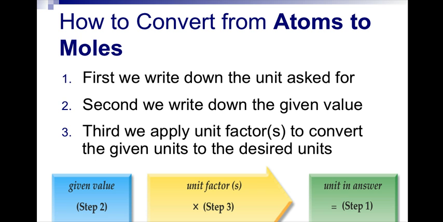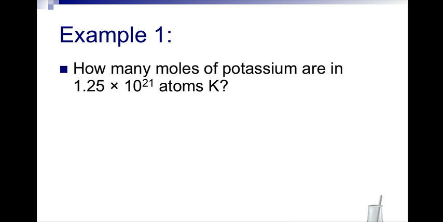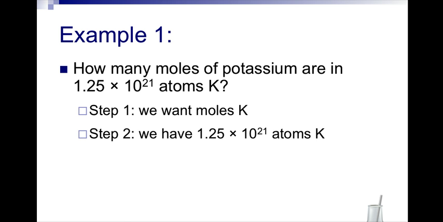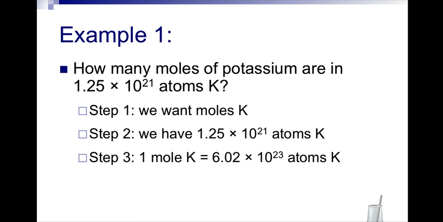Now, what if we want to convert from atoms to moles? Well, we do the exact same thing. So how many moles of potassium are in 1.25 times 10 to the 21 atoms of potassium? Well, we know we want moles of potassium. We have 1.25 times 10 to the 21 atoms of potassium, and we know that for every 1 mole of potassium, we have 6.02 times 10 to the 23 atoms.